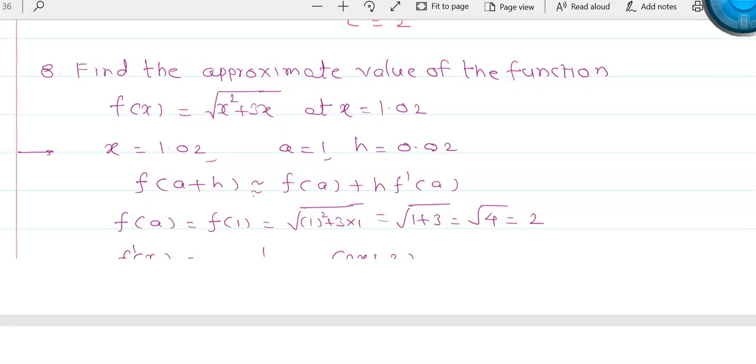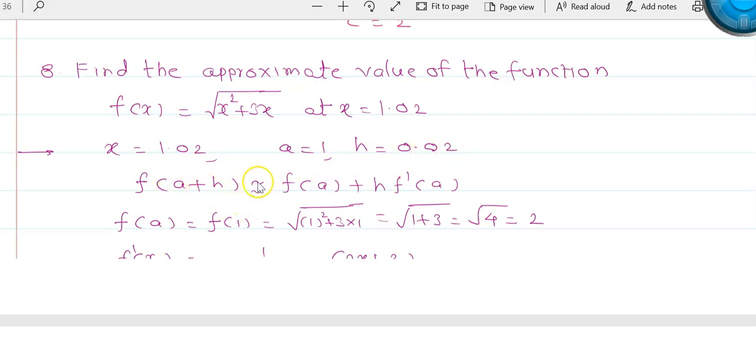Friends, in the previous video we have completed up to question number 7. Now we'll start question number 8. Find the approximate value of the function f of x is equal to square root of x square plus 3x at x is equal to 1.02. Here a is equal to 1 and h is equal to 0.02.